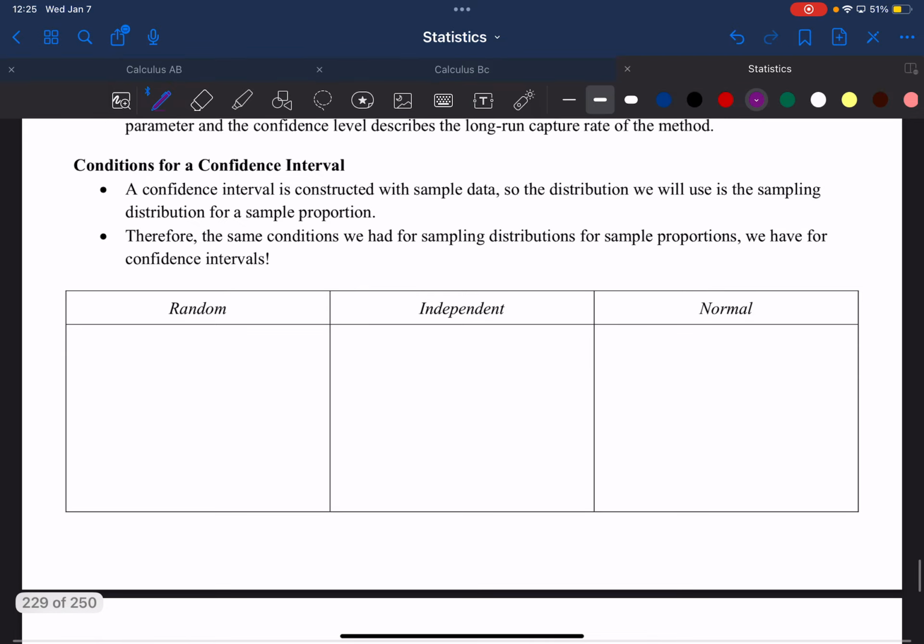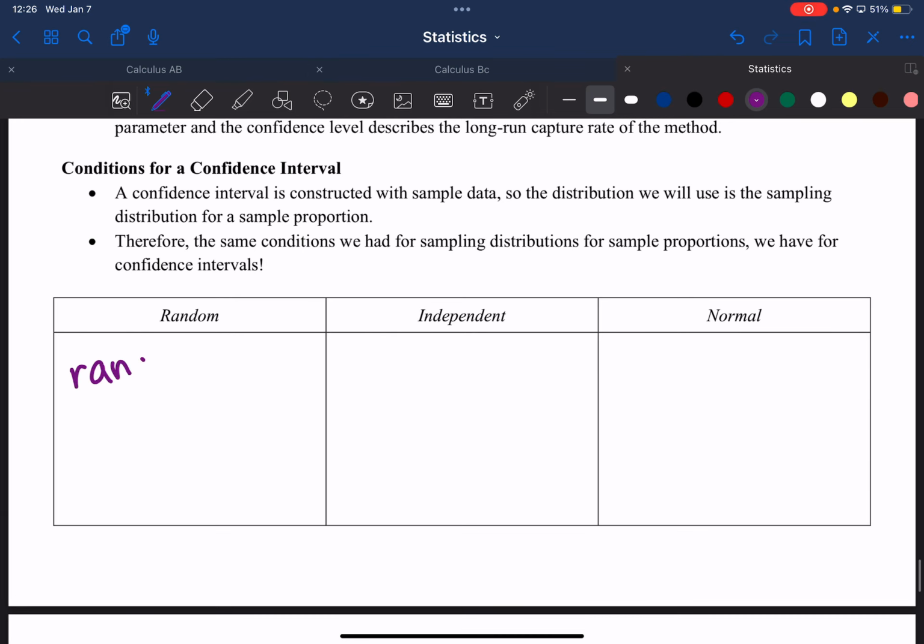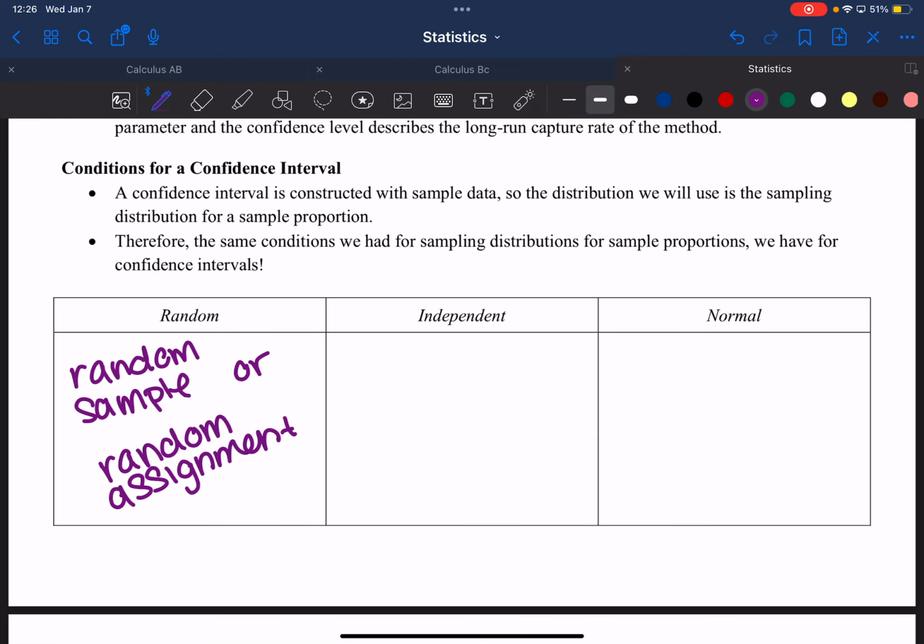Okay, now we're going to look at the conditions for a confidence interval. What you should notice is that we're still using the same 3 conditions. We're still trying to prove if it's random, independent, and normal. So in order for us to prove that it's random, it's the same thing. We either are going to have a random sample, or if this was an experiment, it would be a random what? Assignment. Right, because in an experiment, you are assigned to a certain treatment.